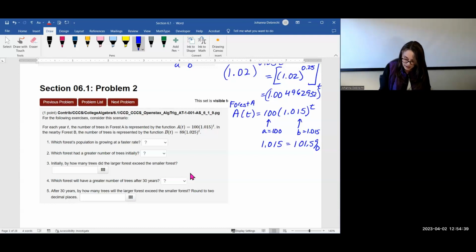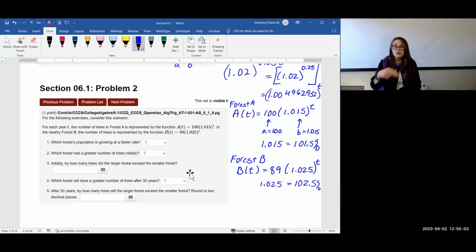Now in forest B, we have a different equation. In forest B, we have b of t equal to 89 times 1.025 raised to the t. So this 1.025 is actually 102.5%. In other words, what was there before is going to be there again the next time, plus another 2.5% of the previous value. So when I increase each time, 2.5% is going to give me more and more and more as the numbers go up and up and up. This is the joy, the beauty of compound interest when you're investing money.